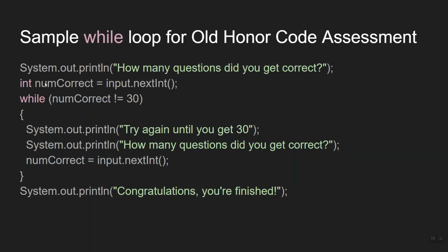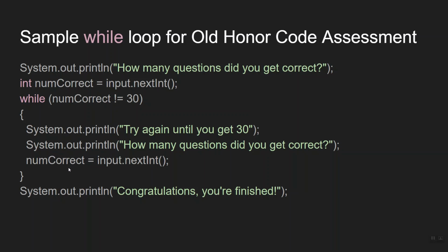So you can see how this might get set up. We prompt the user to answer how many questions they got correct. We declare a variable numCorrect and assign it to be the next integer. Then we check: while numCorrect is not 30, we're going to tell them to try again until they get 30 correct. We prompt them again to enter how many they got correct and record their entry.